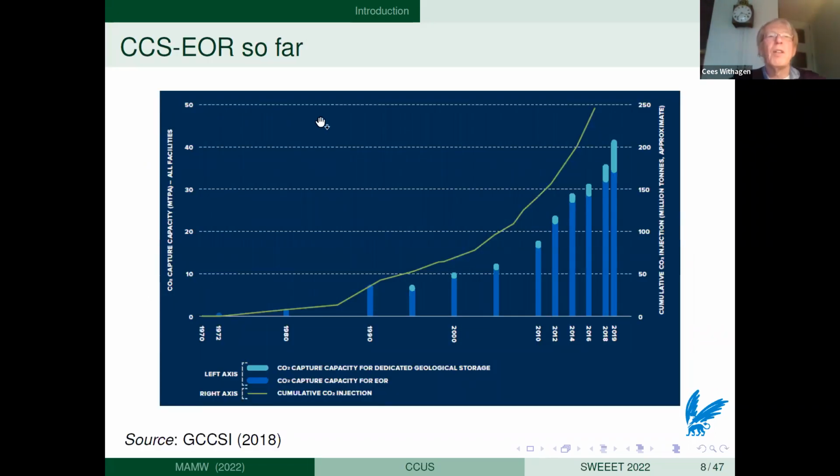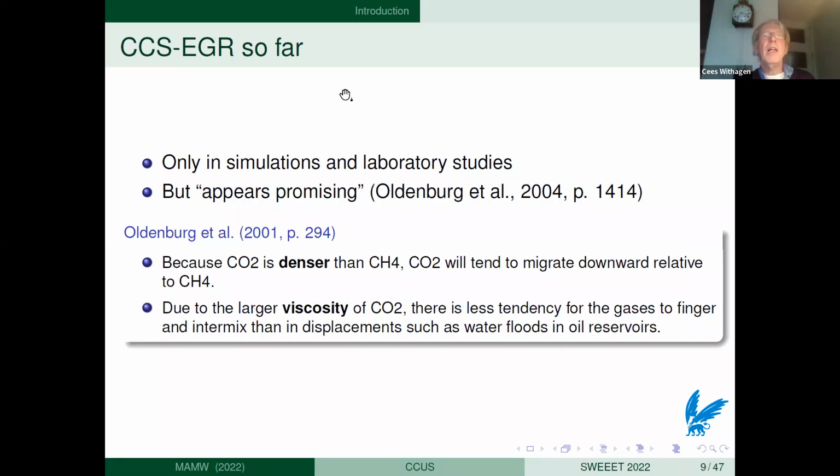What has been done in this field so far? Well, there are two applications. First of all, enhanced oil recovery. So that's CCS in the oil industry. And there is EGR, which is enhanced gas recovery. So first, we can see from this picture that there is a kind of exponential growth in CO2 capture capacity for oil. And for gas, the picture is less optimistic.